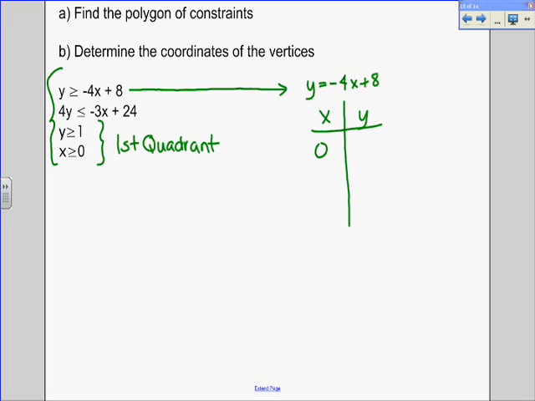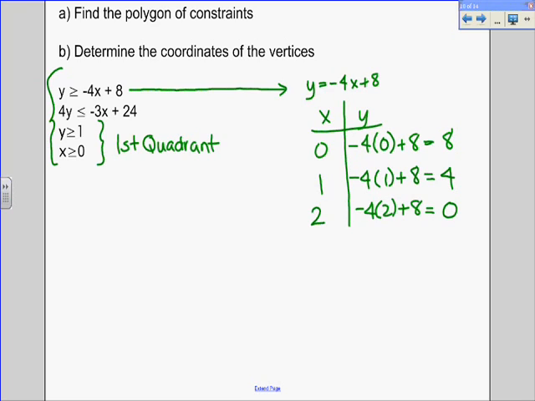So if x is 0, it's negative 4 times 0 plus 8. So we end up with x is 0, y is 8. If x is 1, we have negative 4 times 1 plus 8, and that gives us a value of 4. So when x is 1, y is 4. And then for 2, we have negative 4 times 2 plus 8, and that is equal to 0. So that's 3 points right there.